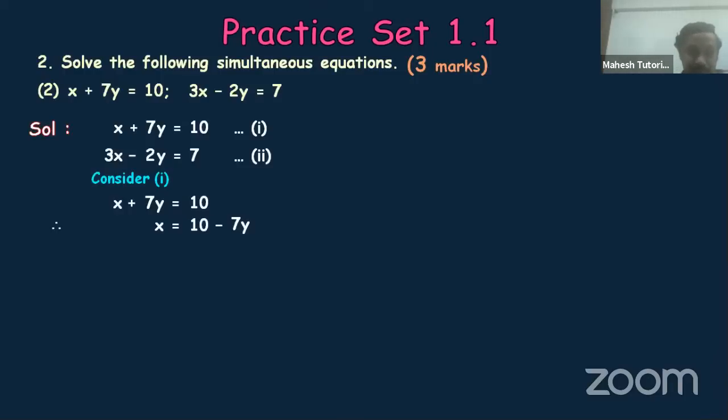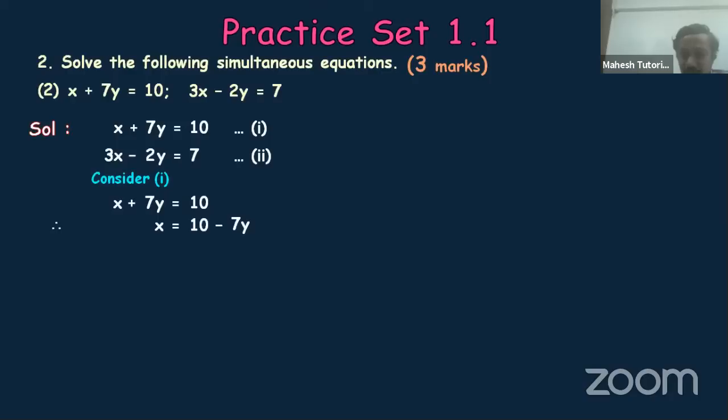But students remember, whichever alphabet remains on the left hand side, as in this line, which alphabet is on the left hand side? x. The coefficient of the alphabet which is there on the left hand side should always be 1. Here, who is the number with x? 1. So there is no problem here. But if the coefficient is not 1, then we'll have to make it 1. Since the coefficient of x on the left hand side is already 1, I don't need to worry.